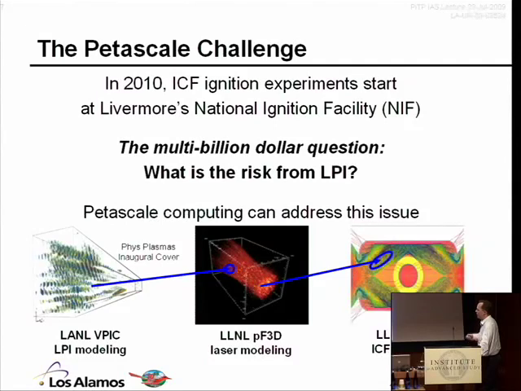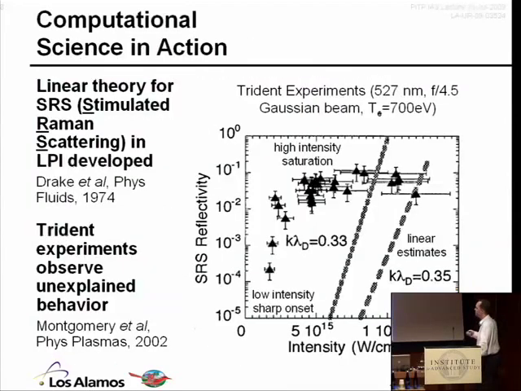Over here, we have Nano VPIC modeling doing the microscopic physics of laser plasma instabilities. This was actually the inaugural cover of Physics of Plasmas when they started doing images on their magazine. That can be used to develop models to put in codes like Livermore's PF3D laser modeling code, which can in turn go into hydrodynamic modeling codes like Livermore's Hydra.